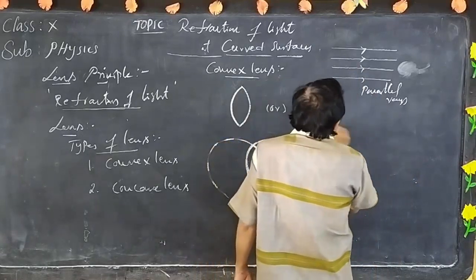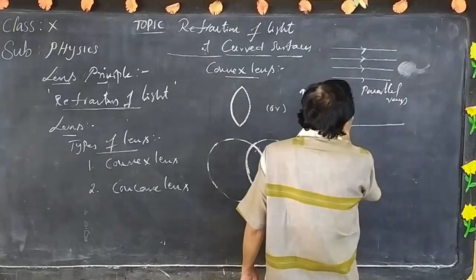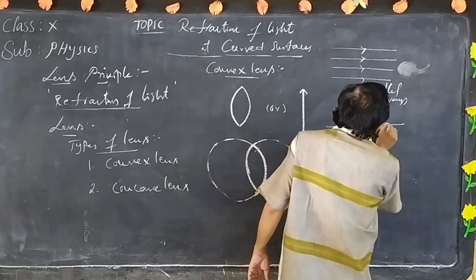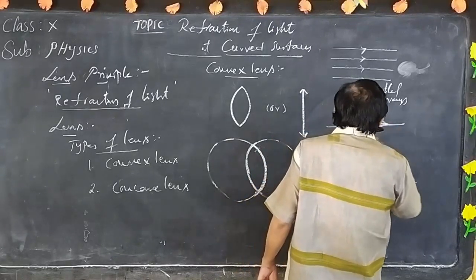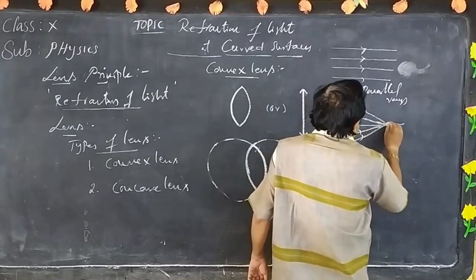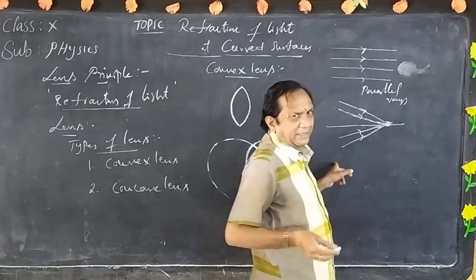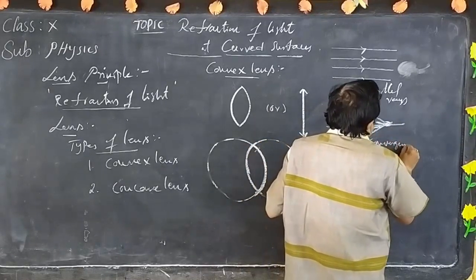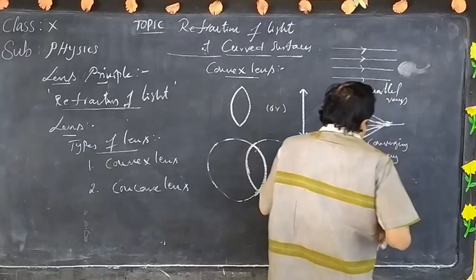And the rays all will meet at one point. They are coming from different sources and they all meet at one point. Such rays are called converging rays. These are said to be the converging rays.